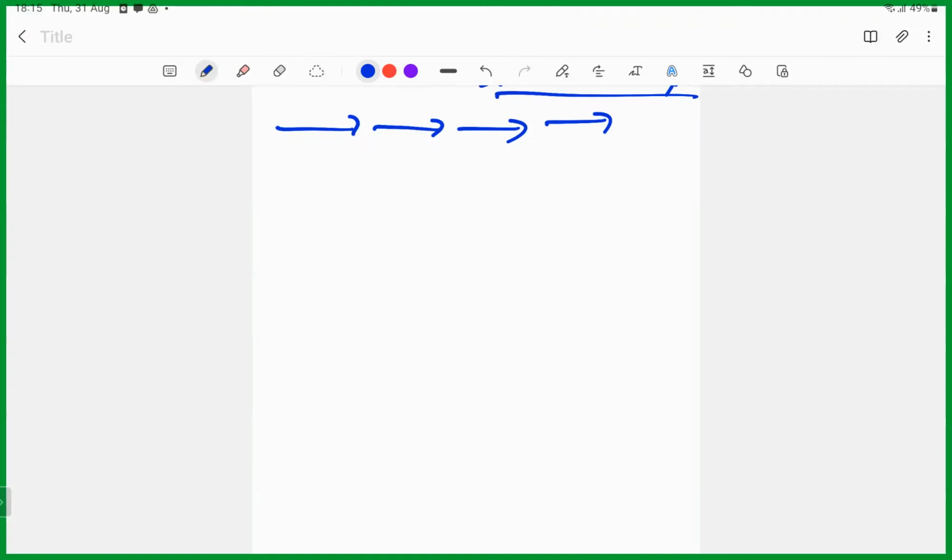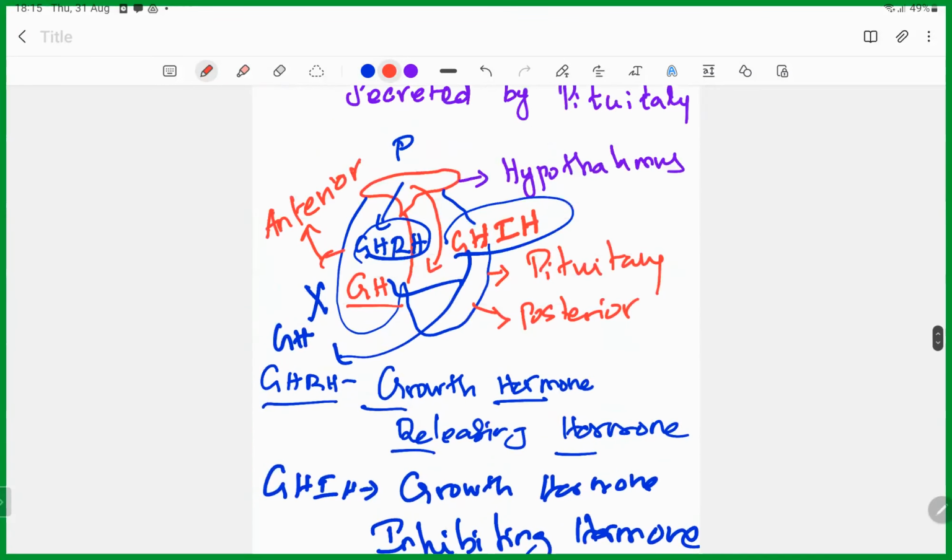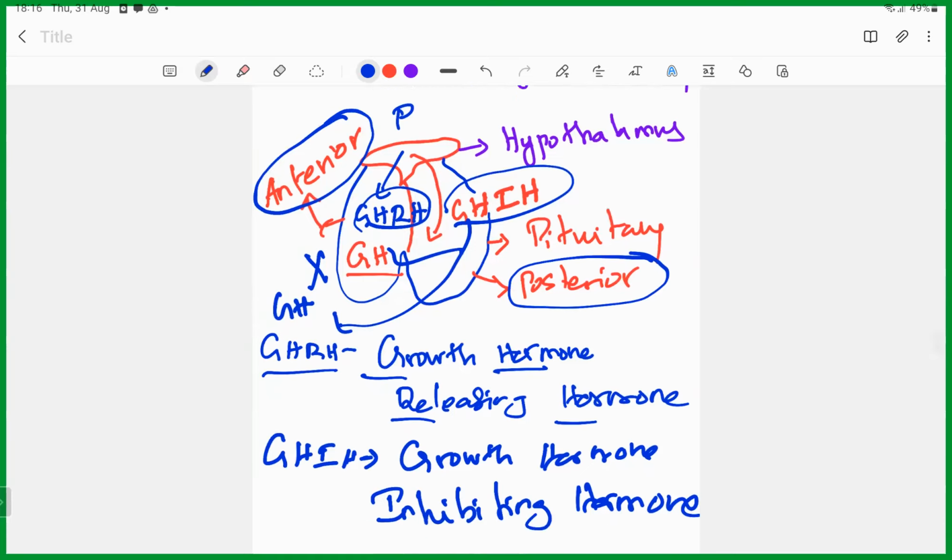Okay, fine. Be sure with the function of the hypothalamus. Now, coming to the next gland. What is the next gland? The master gland, called what? Pituitary gland. We saw two regions of the pituitary. What are the two regions? Anterior pituitary and posterior pituitary.